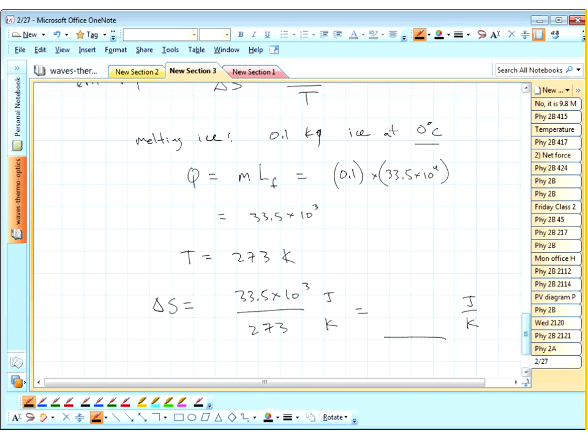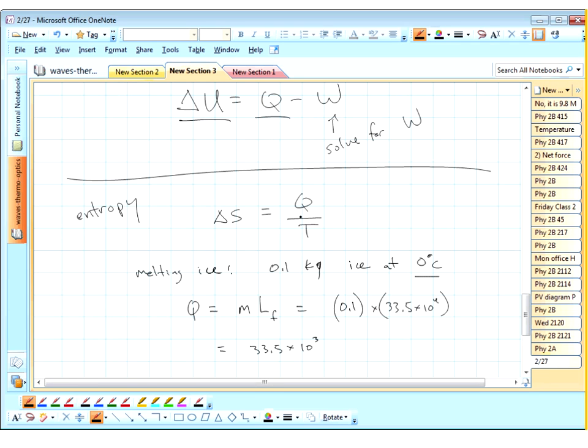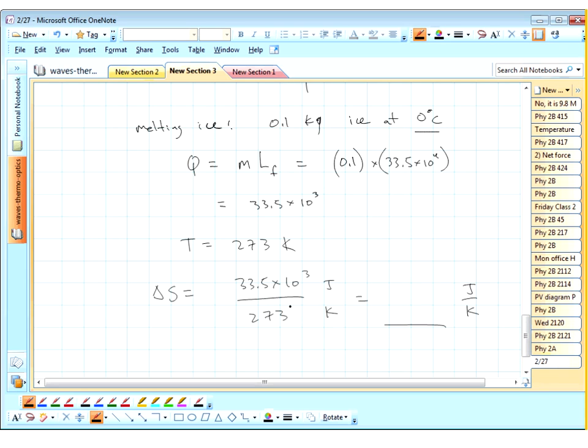So typically with these processes, it increases, right, because Q is positive. If we are putting heat into the substance, Q is positive. So in this case, the entropy increases. And if we're pulling heat out, Q is negative, then the entropy would decrease.